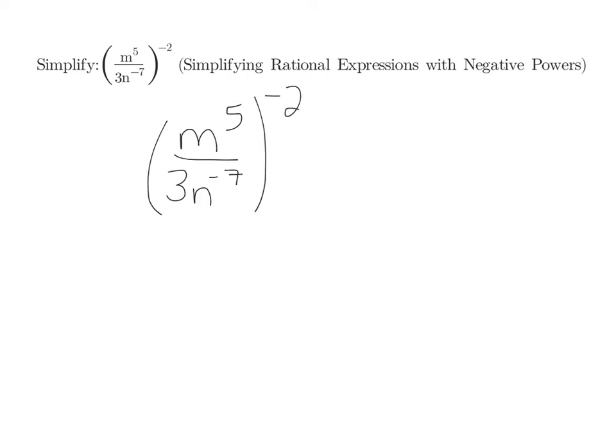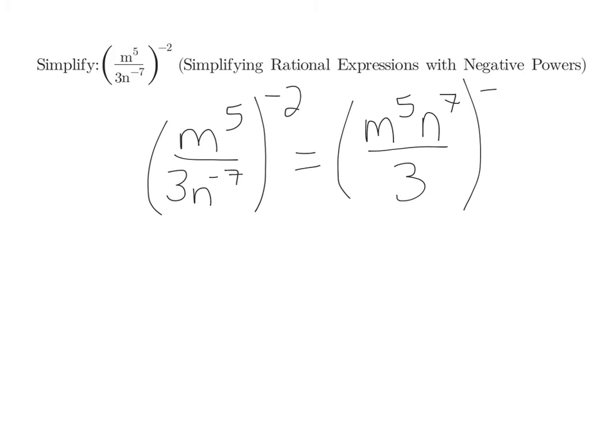The first thing I'm going to do is work on the inside. If you notice, the n to the negative 7 is on the bottom. We're going to talk about flipping. So I'm going to bring n to the positive 7 power on the top, and I'm left with 3. And the whole thing is raised to the negative 2 power. Again, the whole fraction is raised to the negative 2 power, so I'm going to flip the fraction. And now, since I flipped it, it's going to be raised to the positive 2.